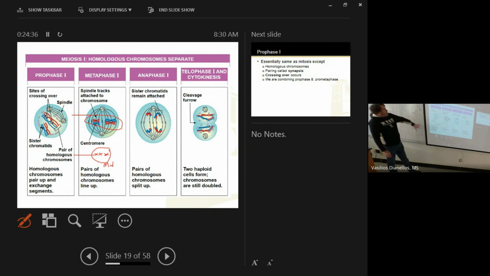They've already done the crossing over, by the way, and that's a test question. I should say that right now. When does crossing over occur? It occurs in prophase of meiosis 1. That will be a test question. Crossing over happens in prophase 1. Any questions about that?